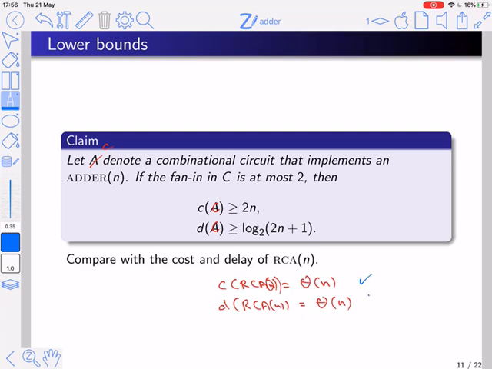So the question is, could we do better? Our lower bound suggests that the delay should be logarithmic. Can we actually find an adder whose delay is logarithmic rather than linear?